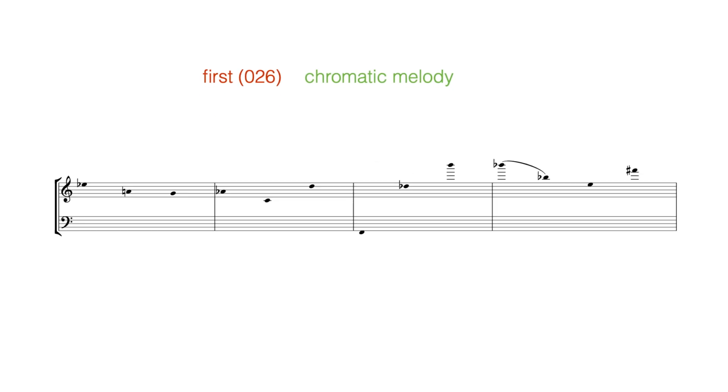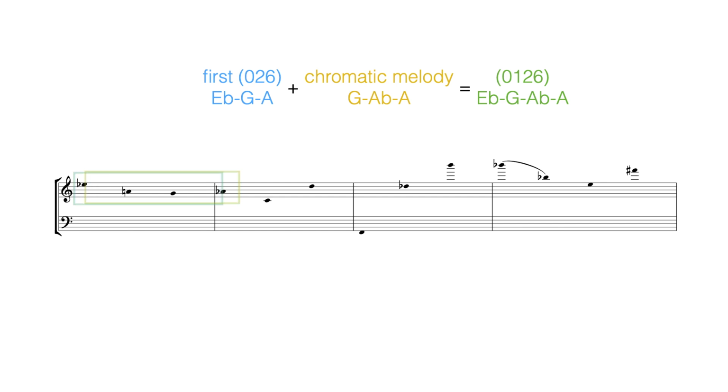The four notes heard in the first four measures of the passage, E flat G A as the first 026 and G A flat A as the chromatic melody, come together to form a member of set class 0126, E flat G A flat A. Other members of the same set class can be heard in the interstices of the 026 network.